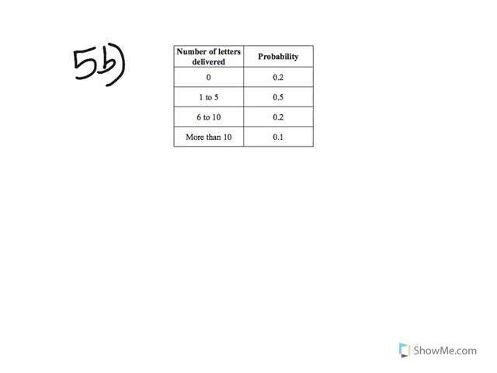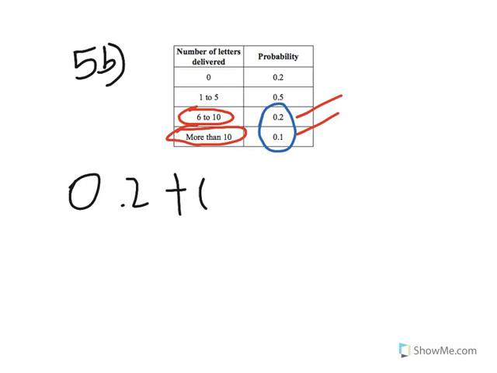Okay, so 5b is asking you to find the probability that on a particular day, the number of letters delivered is 6 or more. So, first of all, you have to find the probability that 6 or more letters will be delivered on a day. So, it's either this or this, because over here you're delivering 6 letters, and over here you're delivering more than 6 letters. So, it's both of these probabilities added up that will give you a total probability, which is 0.3.